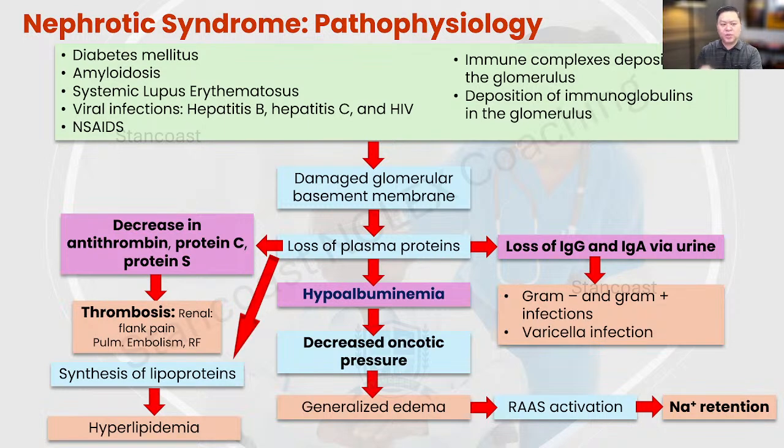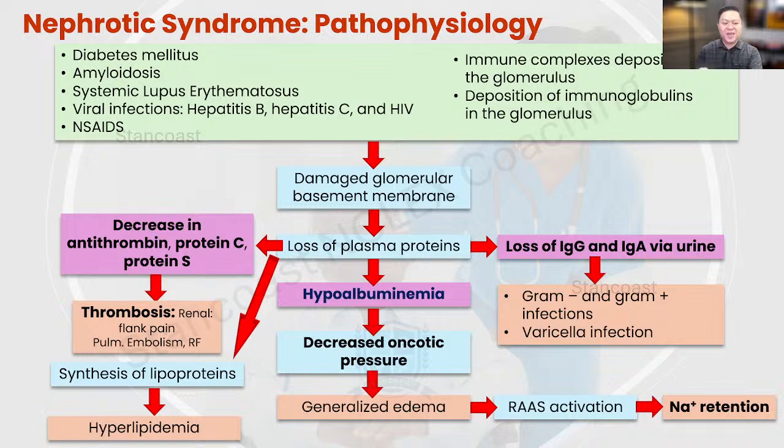Now, I really want to recap this so that you can retain this in your subconscious. And so with nephrotic syndrome, this process will start with the different conditions that can cause damage to the glomerular basement membrane. And so it will cause the basement membrane to become more permeable, okay? And so it will allow the proteins to leak out, and also the essential anticoagulants like protein C, S, and also the antithrombin, and also the immunoglobulins.